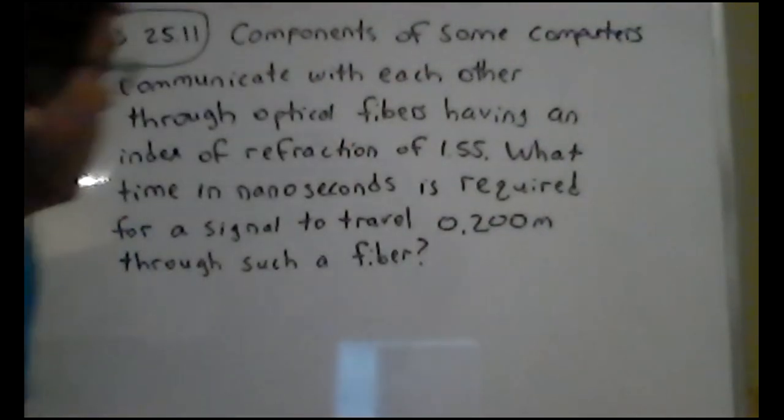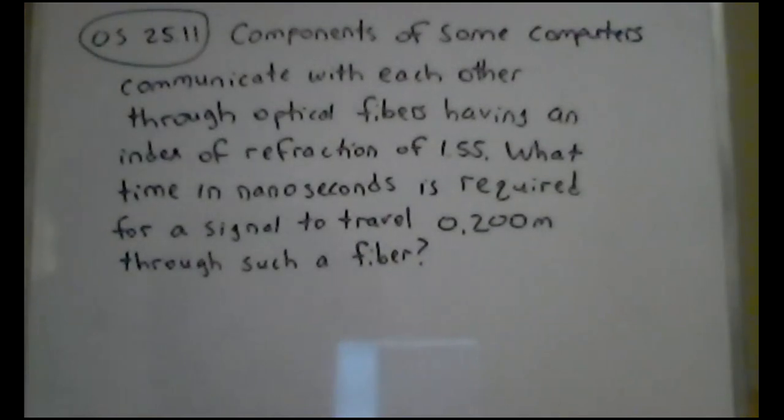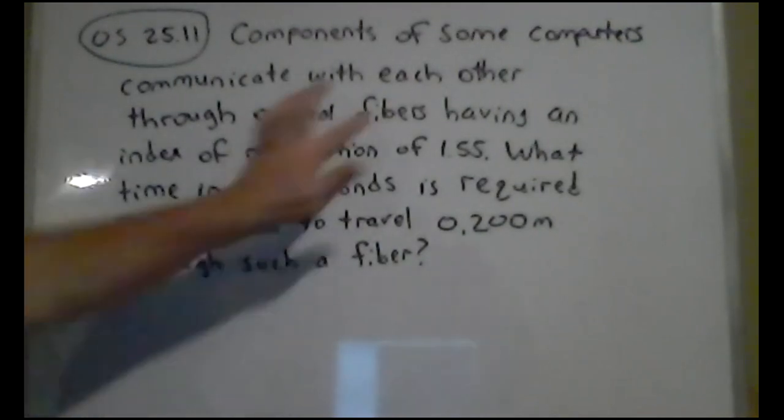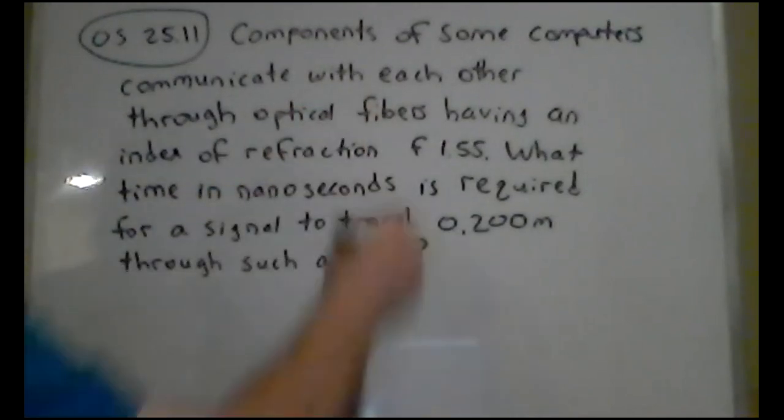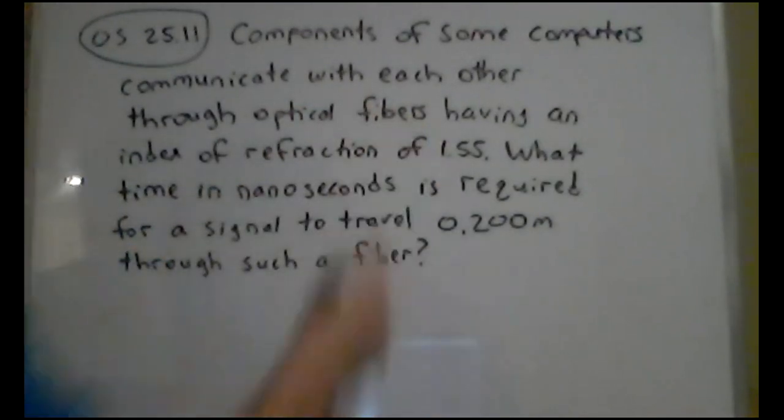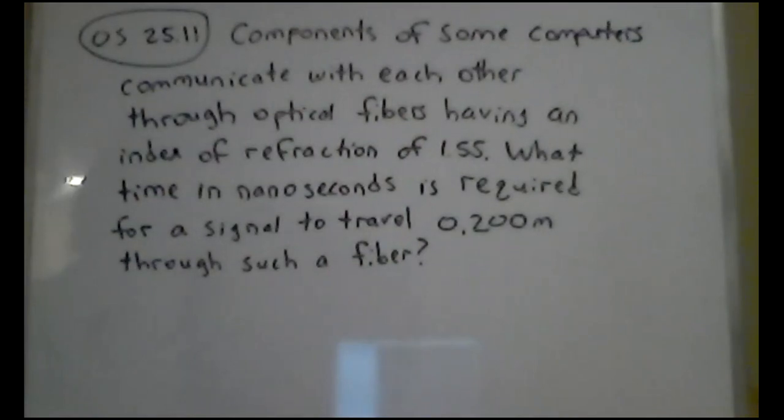Alrighty then, so components of some computers communicate with each other through optical fibers having an index of refraction of 1.55. What time in nanoseconds is required for a signal to travel 0.200 meters through such a fiber? All right, so we have light traveling through a fiber. So again, it's not going to travel at c. It's going to travel at c divided by n.